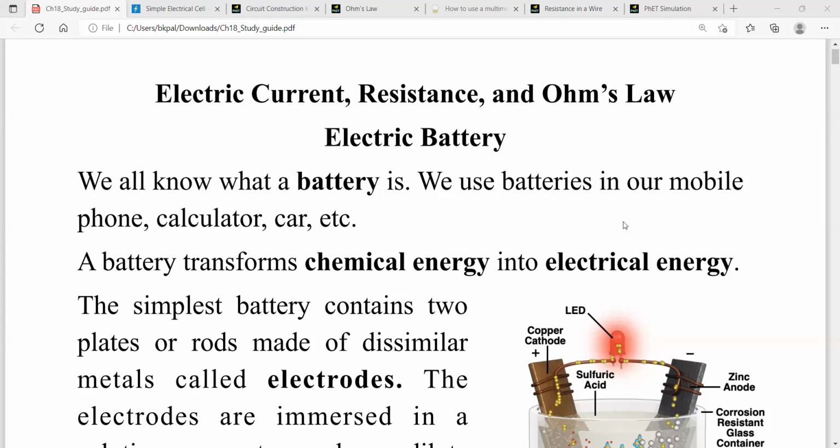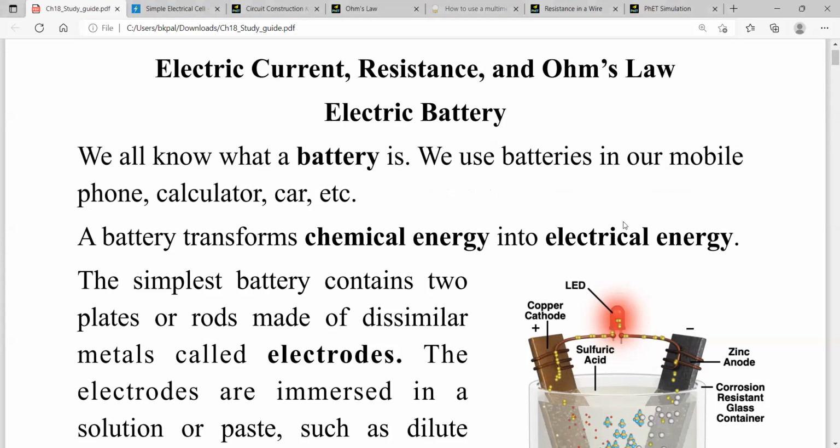All right, so let's start with the electric battery, which is an important component of an electric circuit. You all know what a battery is. We use batteries in all kinds of electronic devices. What a battery does is transform chemical energy into electrical energy.